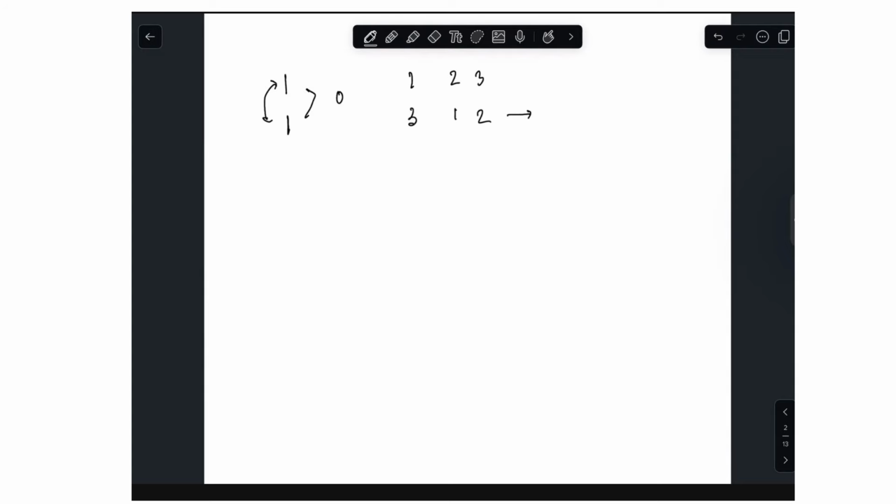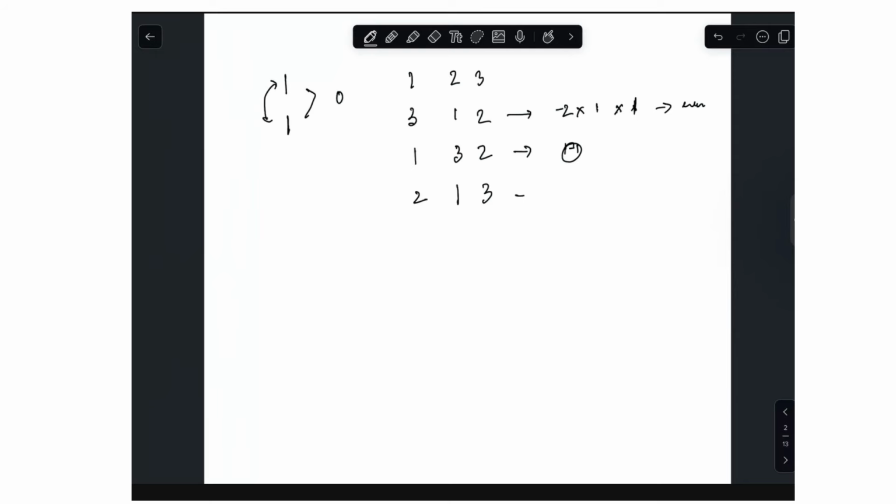For 3, 1, 2, it's 1 minus 3 minus 2 times 1 times 1. So it's even now. Okay. Let's take another one, 1, 3, 2. 1 minus 1, it's already even, 0. So it's 0, right?